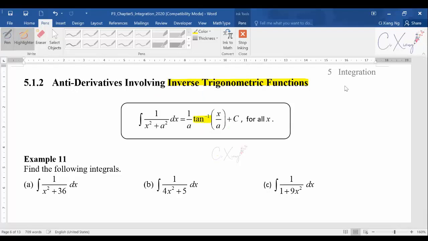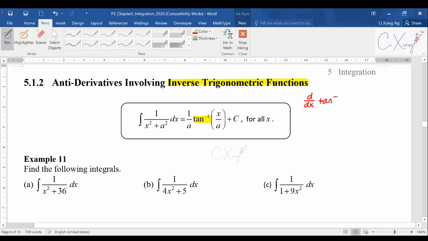All right. So just to recall back in chapter 4 for differentiation, we learned how to differentiate tangent inverse x. But I didn't tell you how to prove it, right? If I'm not mistaken, what we do is we just memorize the formula. So if I want to differentiate tangent inverse x, then I'm having 1 over x squared plus 1. Okay, so this part for integration is actually very similar to the differentiation here.